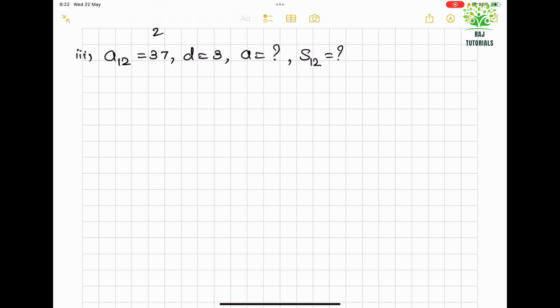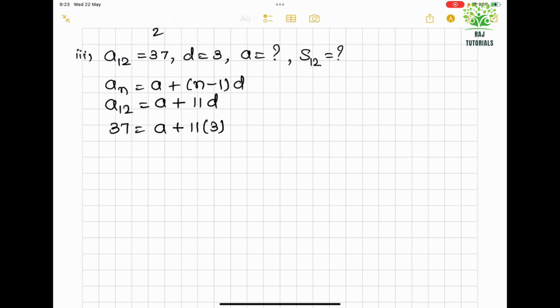Next one is a12 equal to 37, d equal to 3. We have to find a. So first an equal to a plus n minus 1 d. So a12 equal to a plus 12 minus 1, so 11 d. So 37 equal to a plus 11 into 3. So 37 minus 33 equal to a. So a equal to 4.